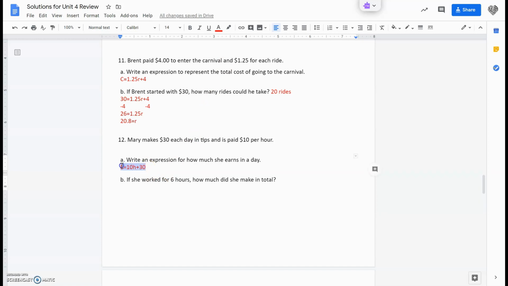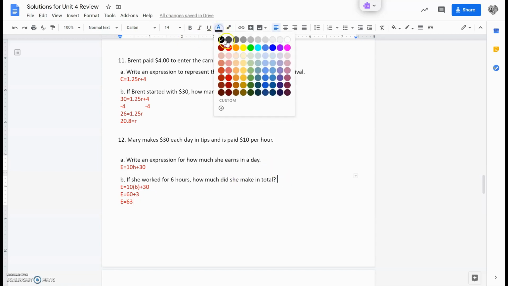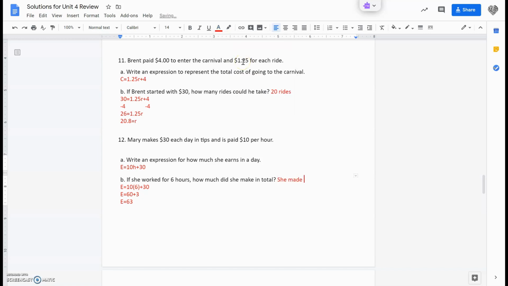So if she worked for 6 hours, how much does she make in total? Because the 6 is hours, we'll fill that in for H. So the first thing we do here is 10 times 6, which is 60. And then we do 60 plus 30, which is 90. So how much did she make in total? She made $90. Don't forget the dollar sign there. Okay.